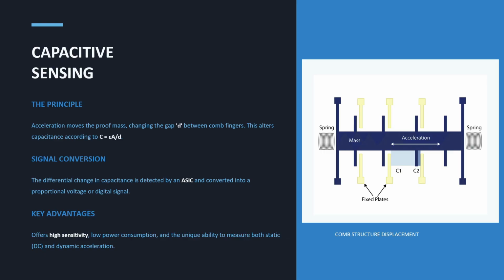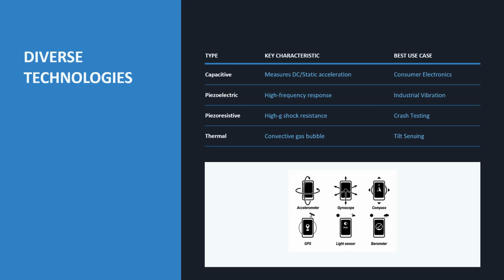Types of accelerometers. Accelerometers are available in several different types depending on the sensing mechanism. One common type is the capacitive accelerometer, which is widely used in smartphones and wearable devices. Another type is the piezoelectric accelerometer, which uses special crystals that generate electrical charge when mechanical stress is applied. These sensors are commonly used for vibration monitoring in industrial systems.